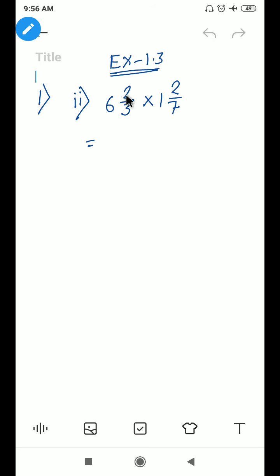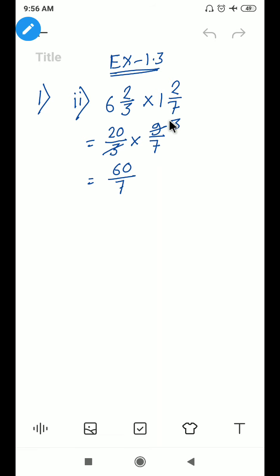So there are mixed fractions given. Firstly, convert these mixed fractions into improper fractions. So what to do? Multiply 3 into 6, it will be 18, plus 2, it will be 20, so 20 by 3. And this is 9 by 7. So you can cancel out these two numbers, so this will be 3. So 20 into 3 is 60 divided by 7.